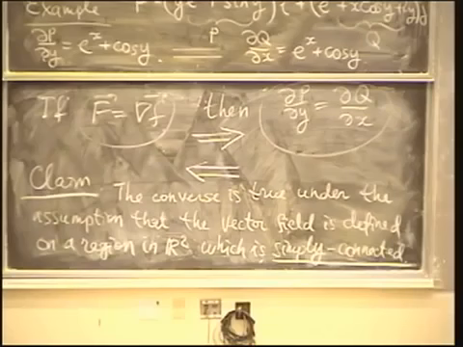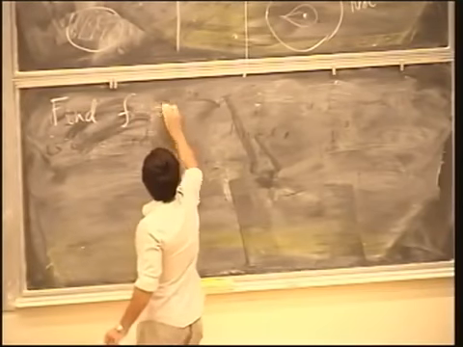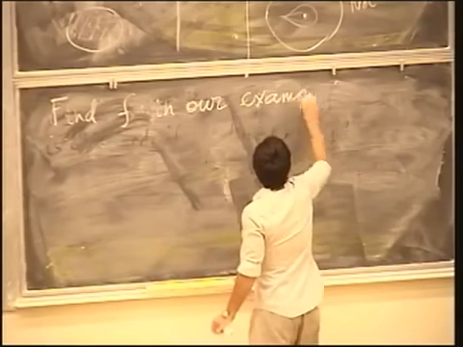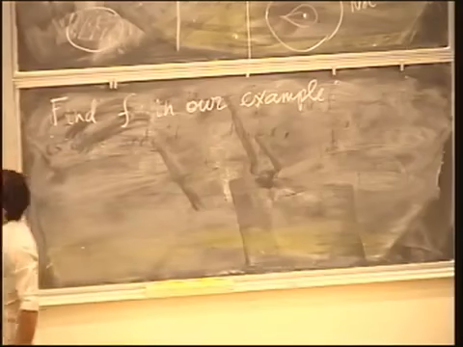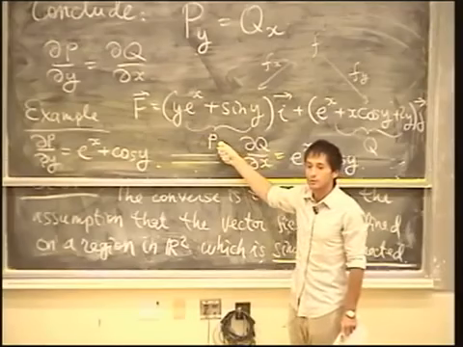Where we simply take antiderivatives of this component of the vector field, an antiderivative of the component of the vector field. So let's find f in our example. What I'm going to do is take this p, and I'm going to take its antiderivative.